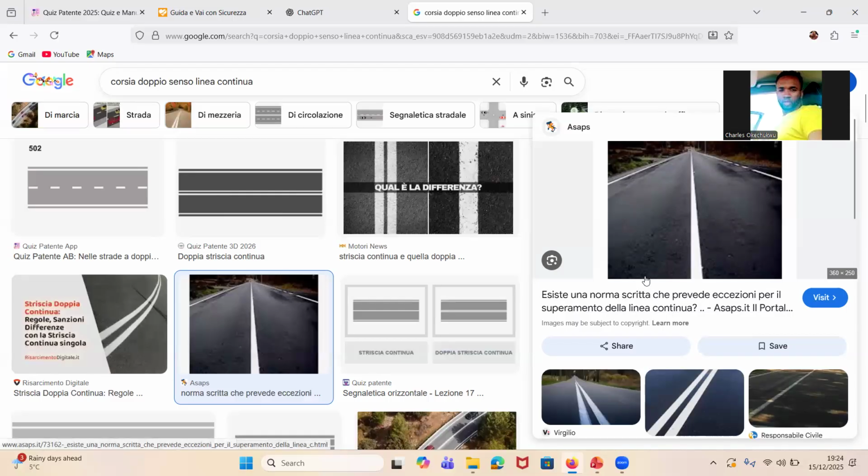I have a simple question for a student here. I don't know who is Mrs. Grace. I have a question for you. What I just taught you, what do you understand from senso unico and doppio senso, according to the line they draw in the center? I don't know if Mrs. Grace is here.